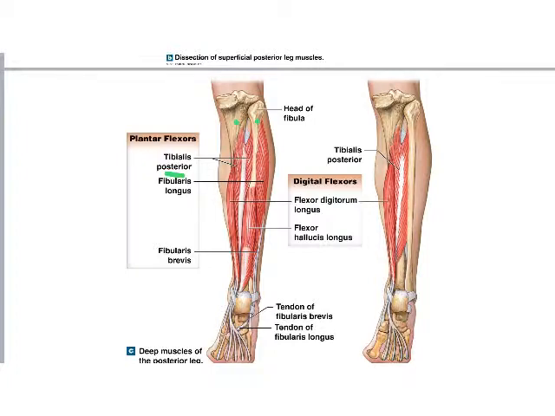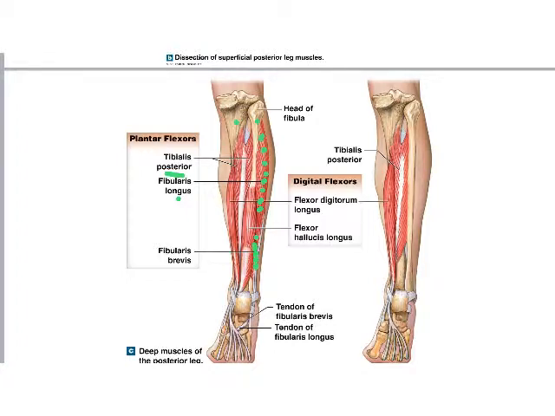Okay, on the lateral side, or the fibula side, you get fibularis longus. That's where the name comes from. That's this muscle here. And then if you have a fibularis longus, you probably have somewhere a fibularis brevis, which kind of begins down here. And you'll be able to see those on the models.